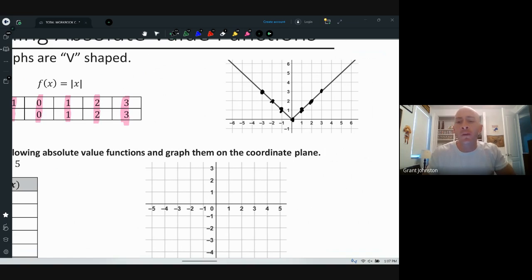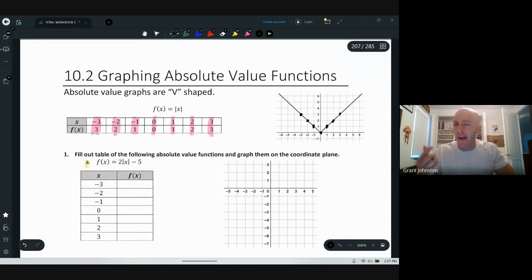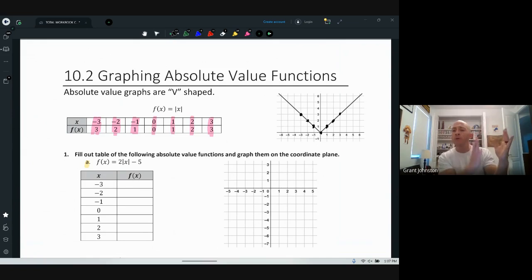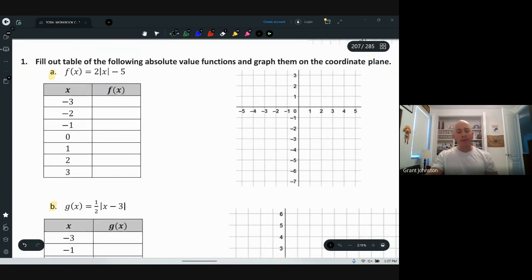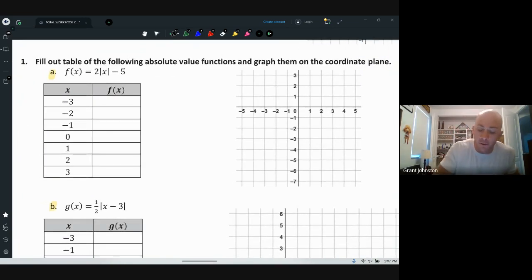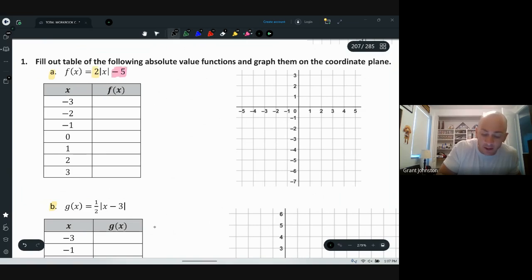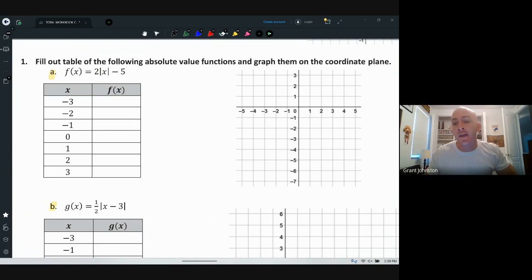But what we're going to do is put some alterations on it, factors and shifts, that are going to move it or make it more steep or less steep. So we're going to alter these absolute value equations. On A, I'm going to do all of number one with you. On A, this isn't just a normal absolute value equation. We've multiplied it by 2, and then we've also done a subtraction of 5 on the back end.